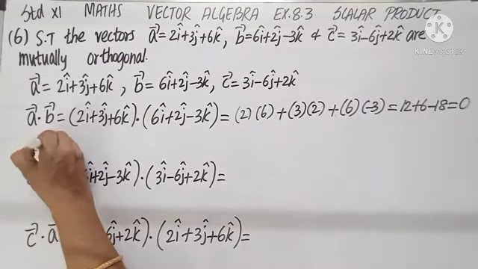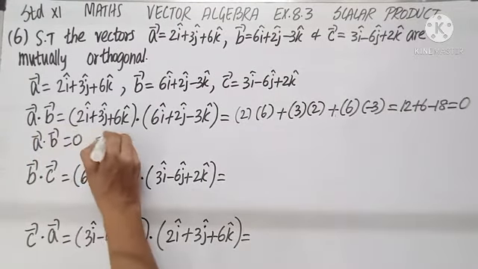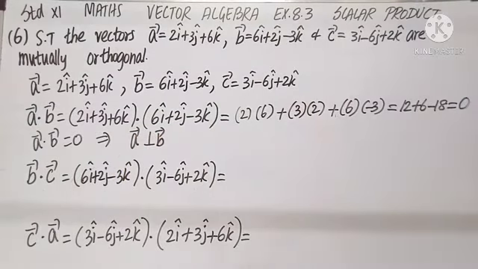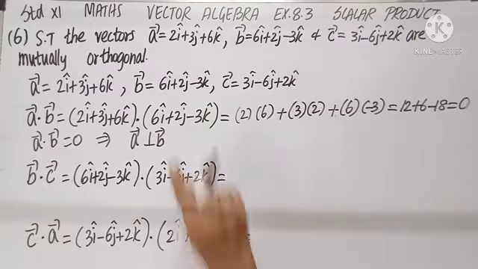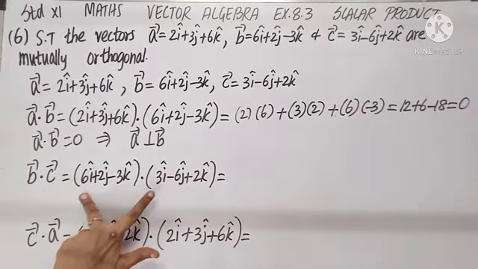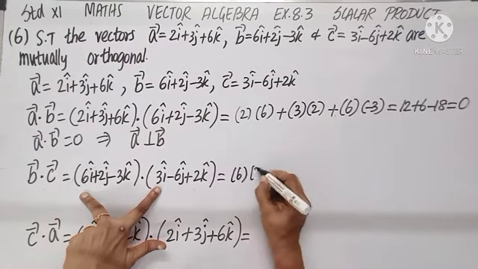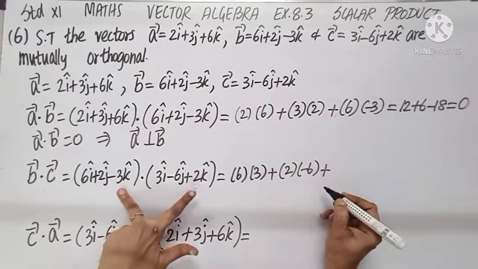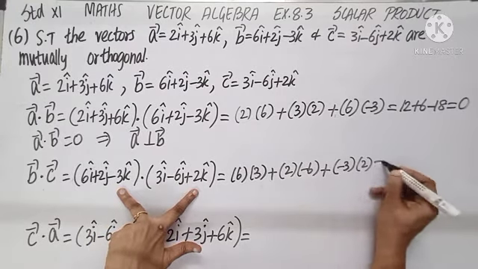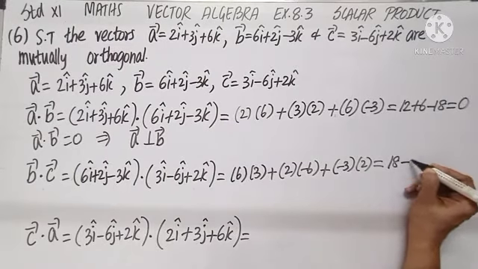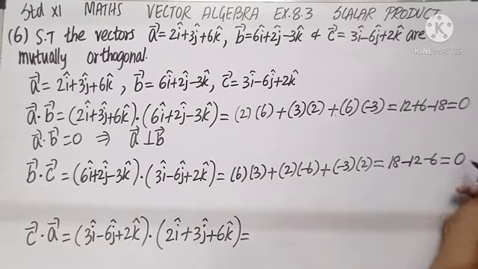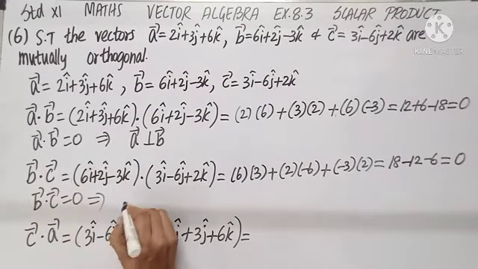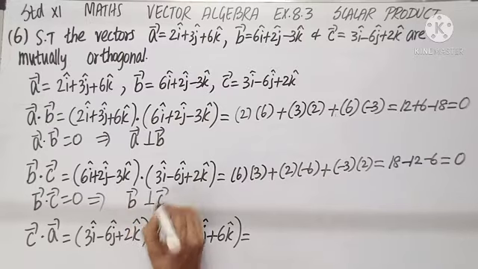Because A dot B is 0, we can infer A vector perpendicular to B vector. Similarly, let us find out B dot C. As before, I and I, 6 into 3 plus J and J, 2 into minus 6 plus K and K, minus 3 into 2. As we simplify, 18 minus 12 minus 6, which is again 0. B dot C equal to 0 implies B vector perpendicular to C vector.